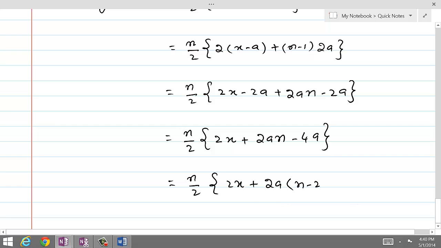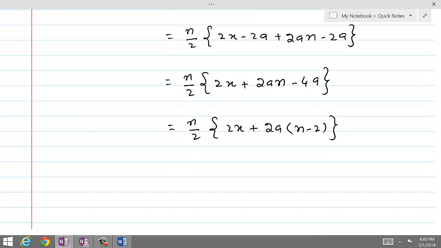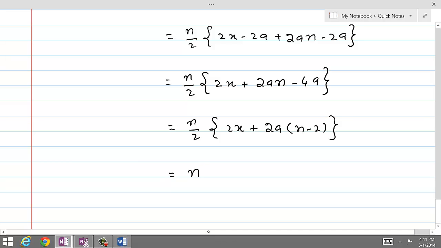n minus 2. And now if we take 2 common and then divide with 2 outside, then this would be n times x plus n minus 2 times a. That is the value of the sum of n terms of the given series.